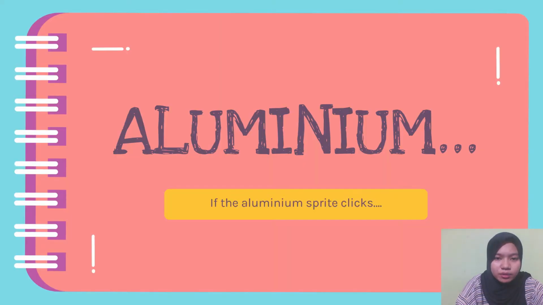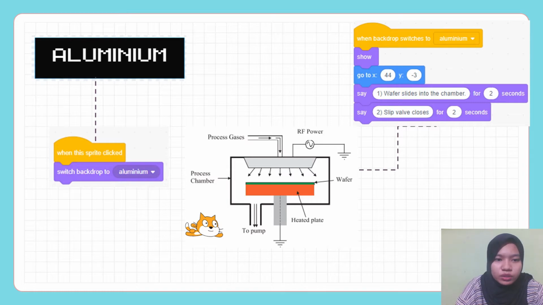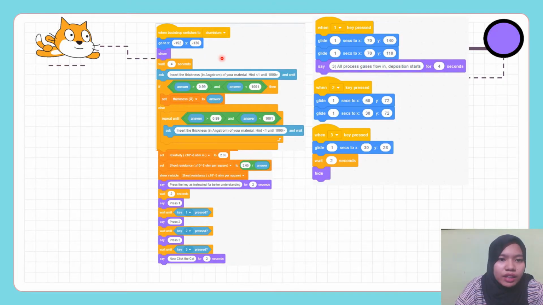If they click the aluminium sprite, the blue sky 2 backdrop will switch to the aluminium backdrop. After the backdrop is switched, the transparent sprite will say the explanation of the chamber for 4 seconds. After 4 seconds, the flying cat sprite will show and ask to insert the thickness of the material and wait for the response. Then the response will be set as answer. The resistivity of metal is set to 2.65 times 10 power of negative 8. The sheet resistance is set to resistivity divided by thickness. Then the sheet resistance variable will show at the top left of the screen.